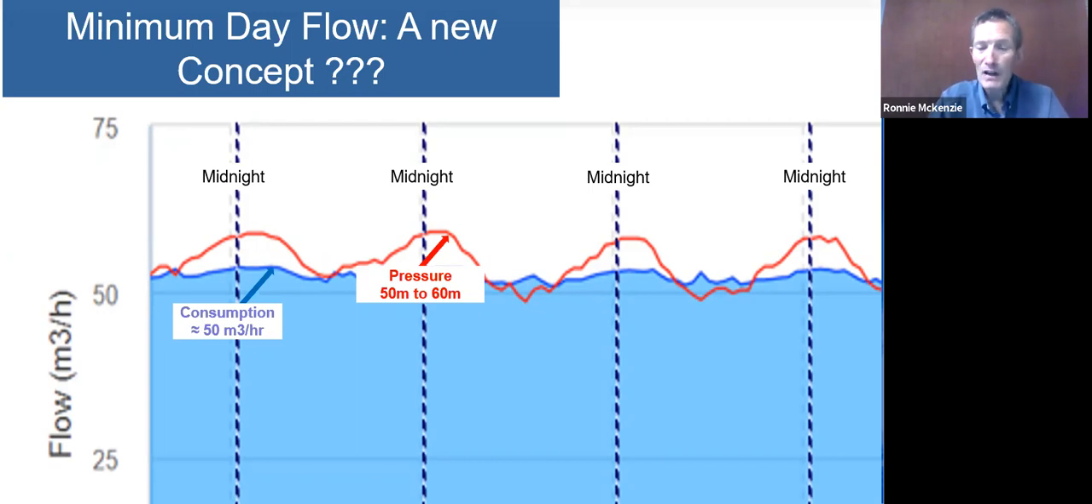Anyway, the minimum day flow was caused by enormous leakage. The consumption was virtually zero. The leakage was running at 52 cubes an hour. And the only reason it wasn't higher was because the supply pipe couldn't handle any more water. That was the maximum flow that could go into that area through the supply pipe at that system pressure. And it was reacting to pressure. That's why the flow during the day was actually lower than at night time. So it's quite a nice example, that one.